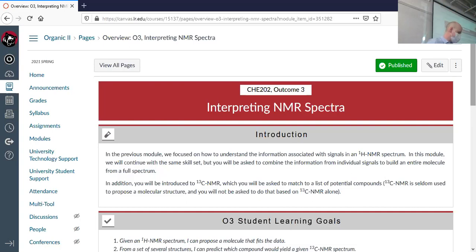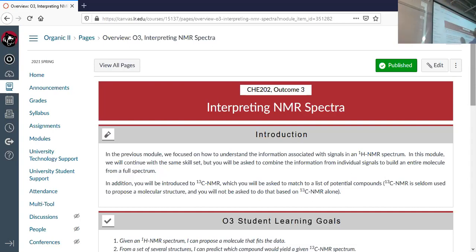Let's get started. So NMR, you can probably tell already from having watched those videos, there's a lot more information in an NMR than there is in mass spec or IR. However, we are going to tackle NMR over 2 weeks instead of 1 day like we did for IR or mass spec. So we are definitely going to stretch this out.